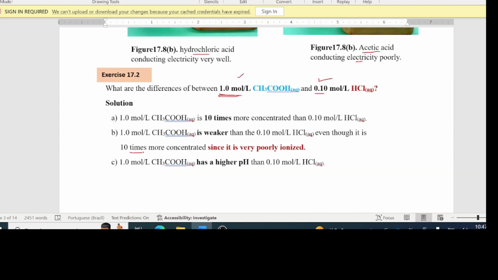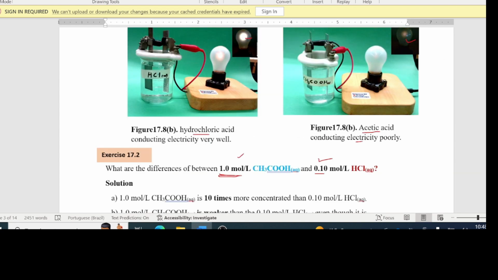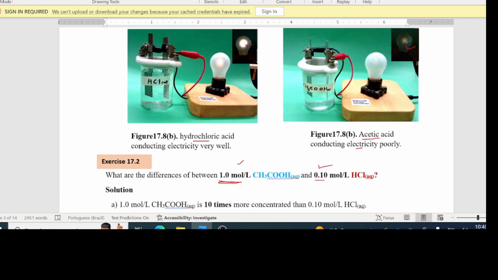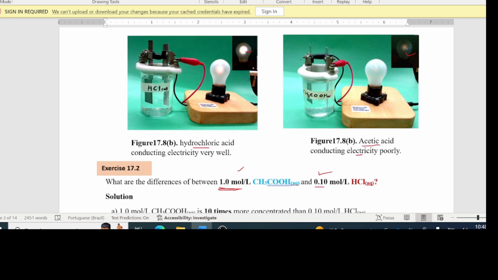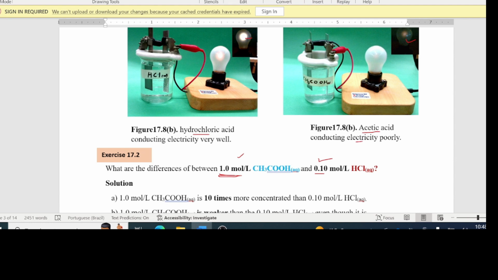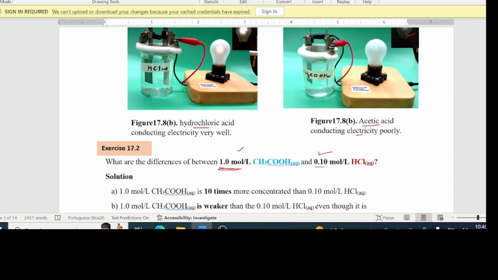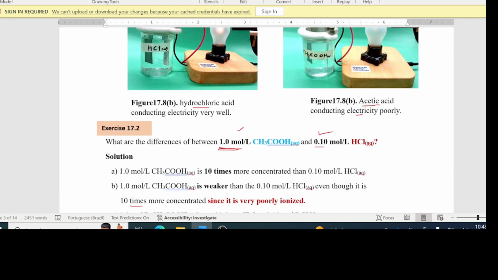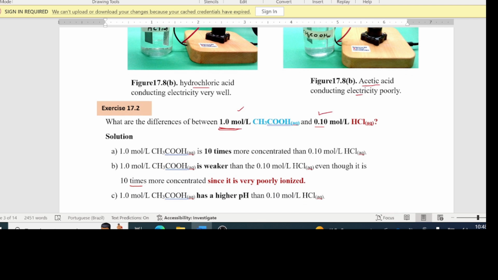And if you put a pH meter into both of them, pH is a measure of the H plus ion concentration in a solution, you're going to find you have a higher H plus concentration here and a lower pH. The higher the H plus concentration, the lower is the pH. Hydrochloric acid at all times will have a lower pH than a weak acid such as acetic acid. So these are the three differences that you have there.